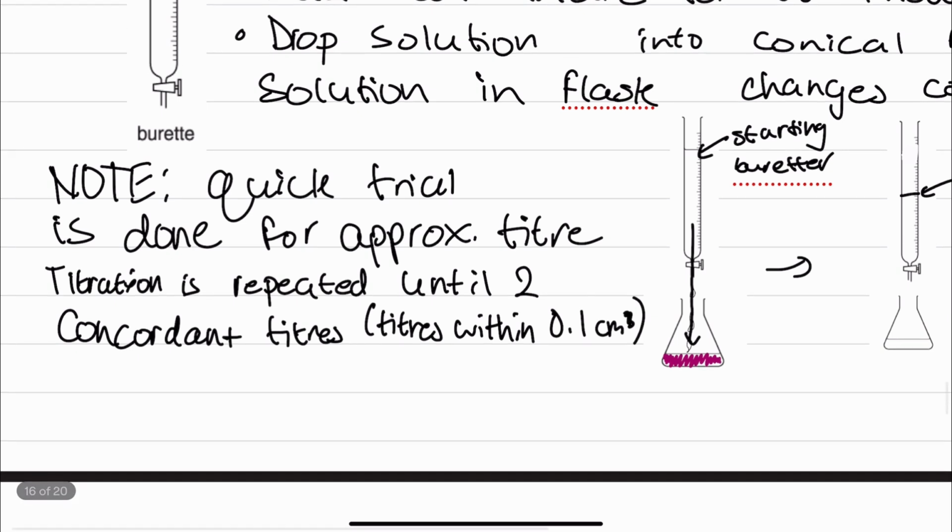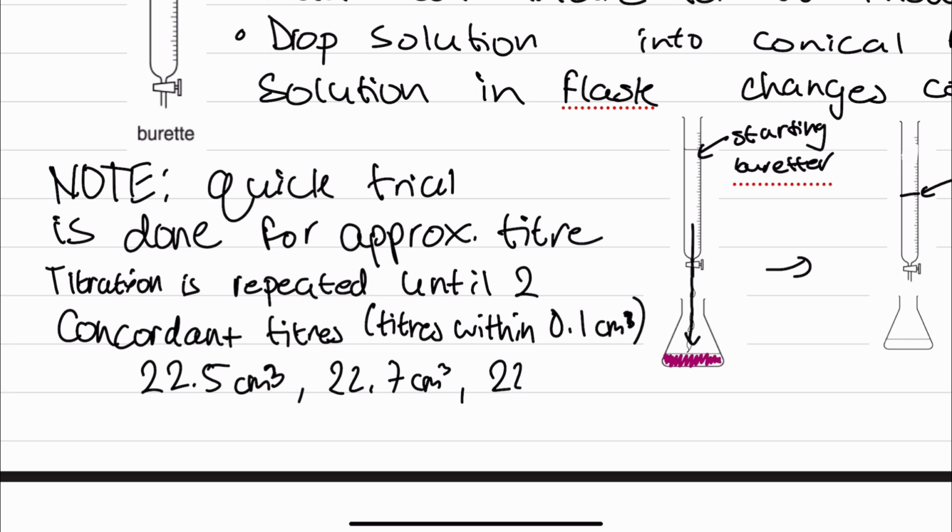Now, this means that a titer such as 22.5 centimeters cubed and 22.7 centimeters cubed, we cannot just stop there. We must get at least two concordant titers, so something like 22.5 and 22.4 centimeters cubed will be found.